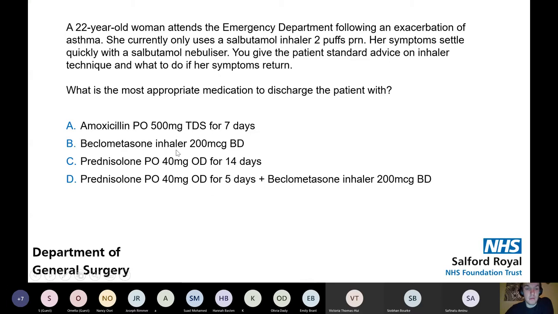There are a couple of answers here that do not mention preventer medication. So amoxicillin: she hasn't got any symptoms of infection. It's not going to stop this potentially happening again in future.